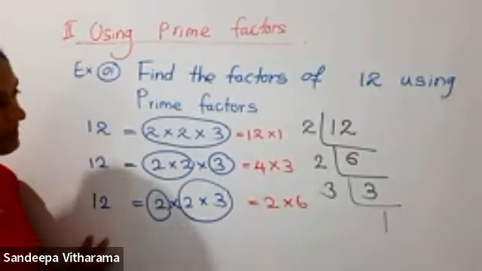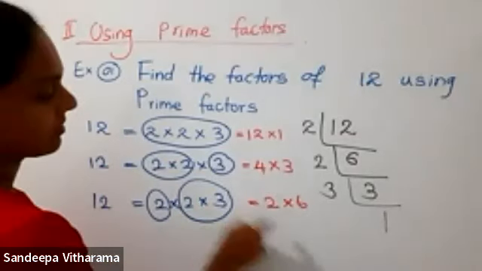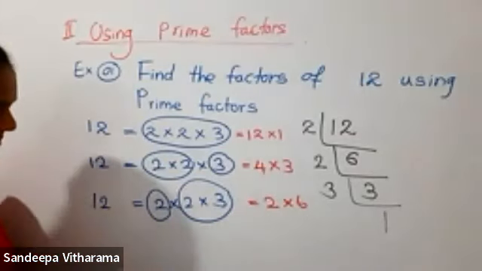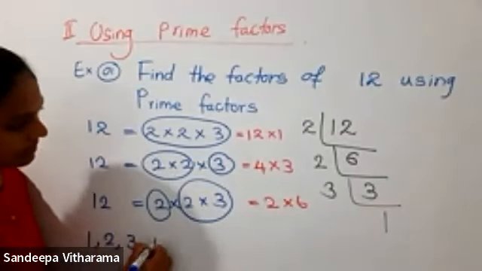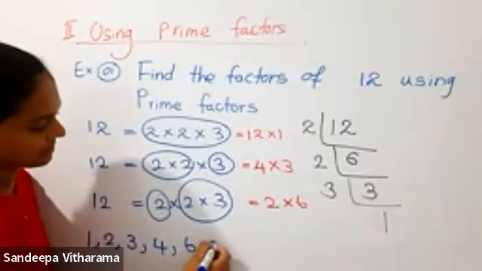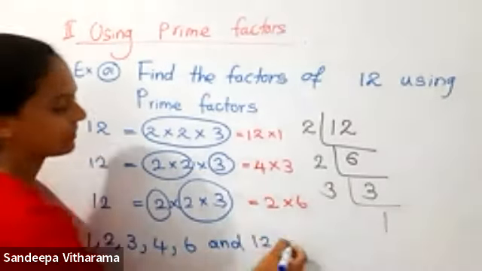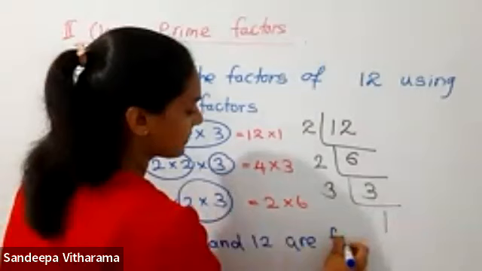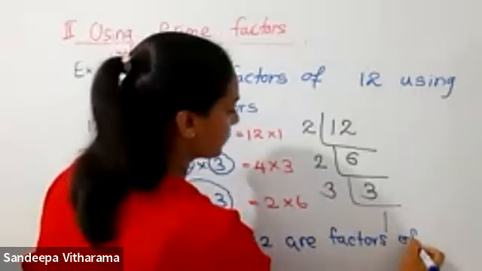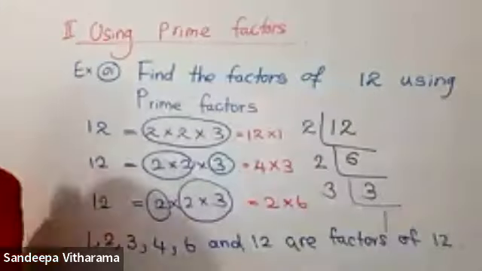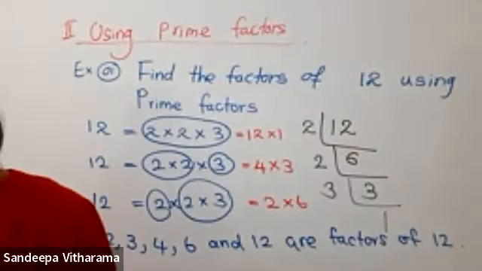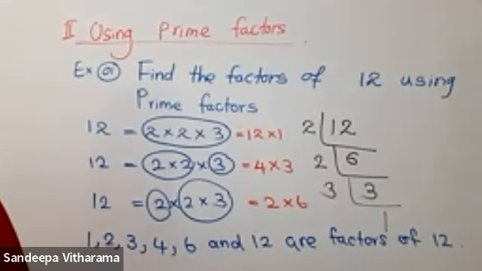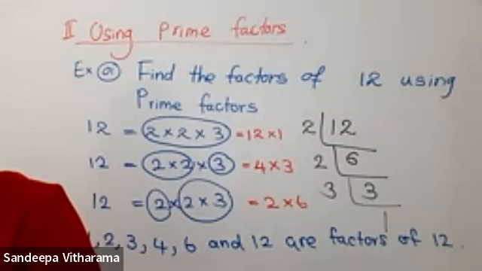Then these are the factors of 12. So we can write 1, 2, 3, 4, 6, and 12 are factors of 12. Okay. Is it clear how we identify the factors using prime factors? Yes, madam. Okay, right.